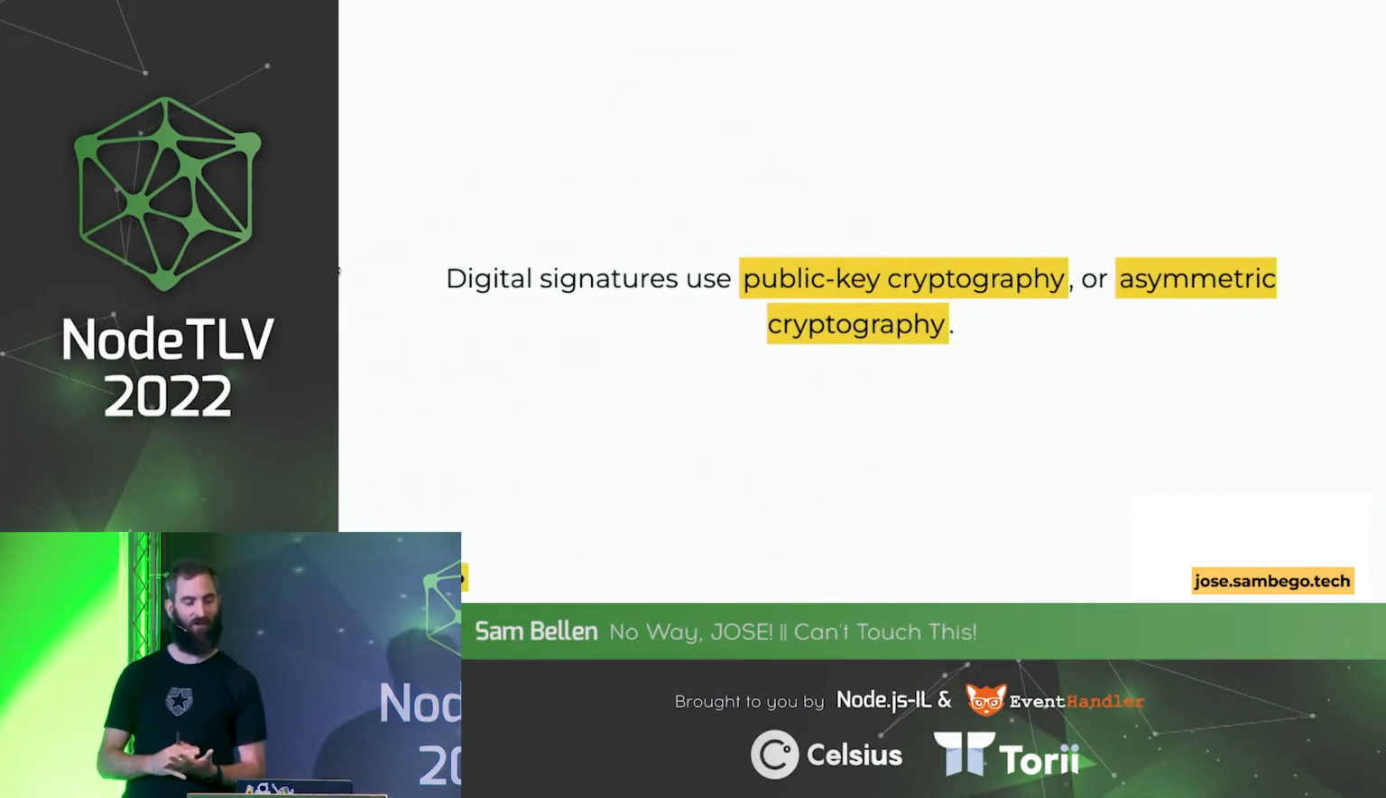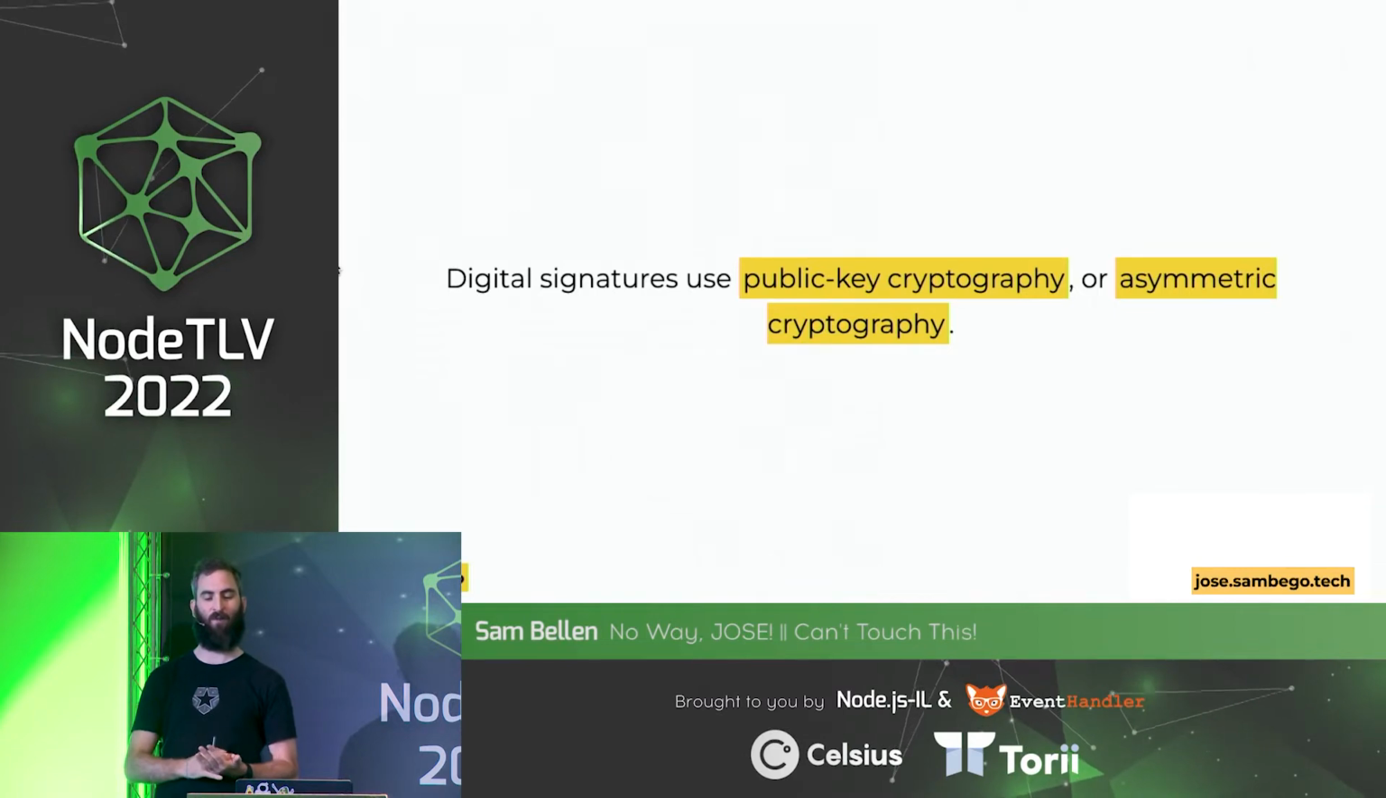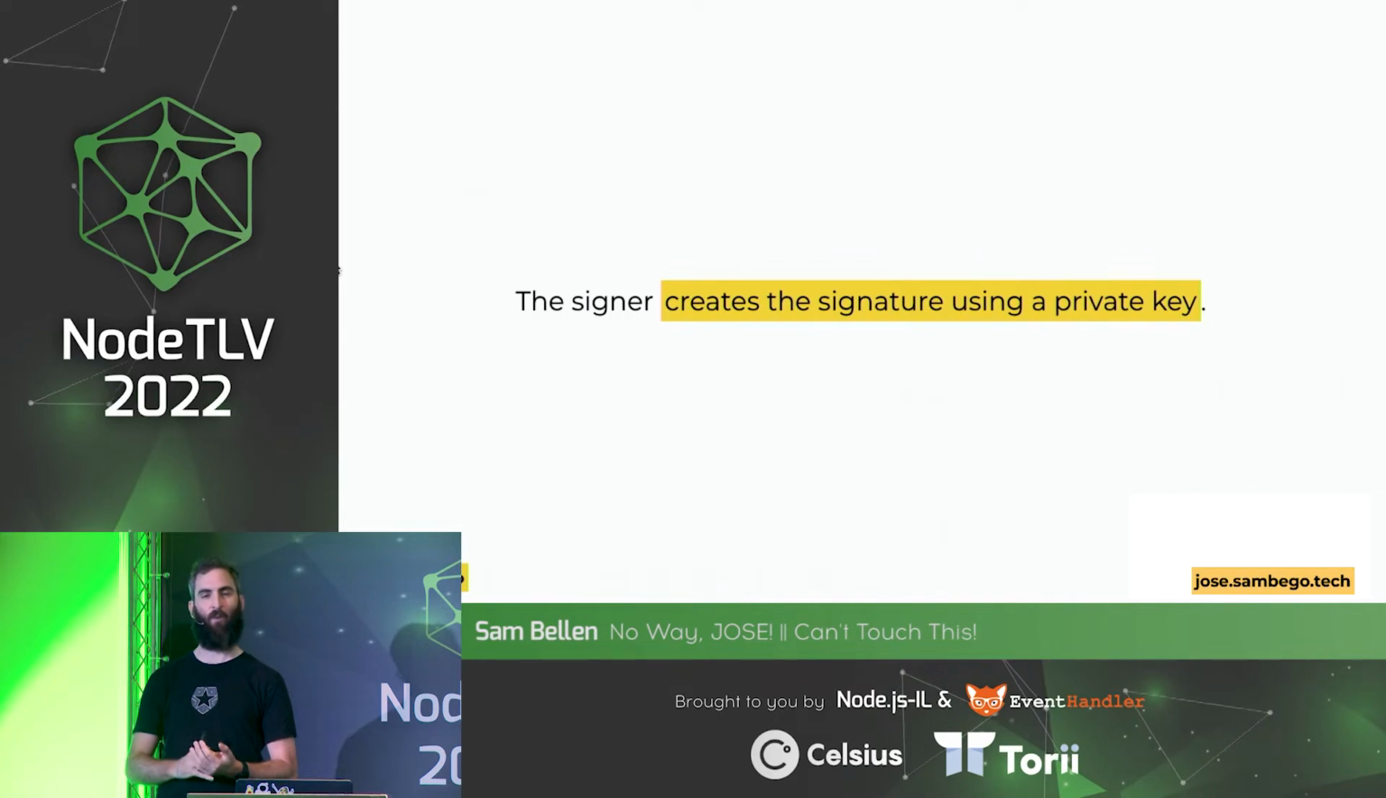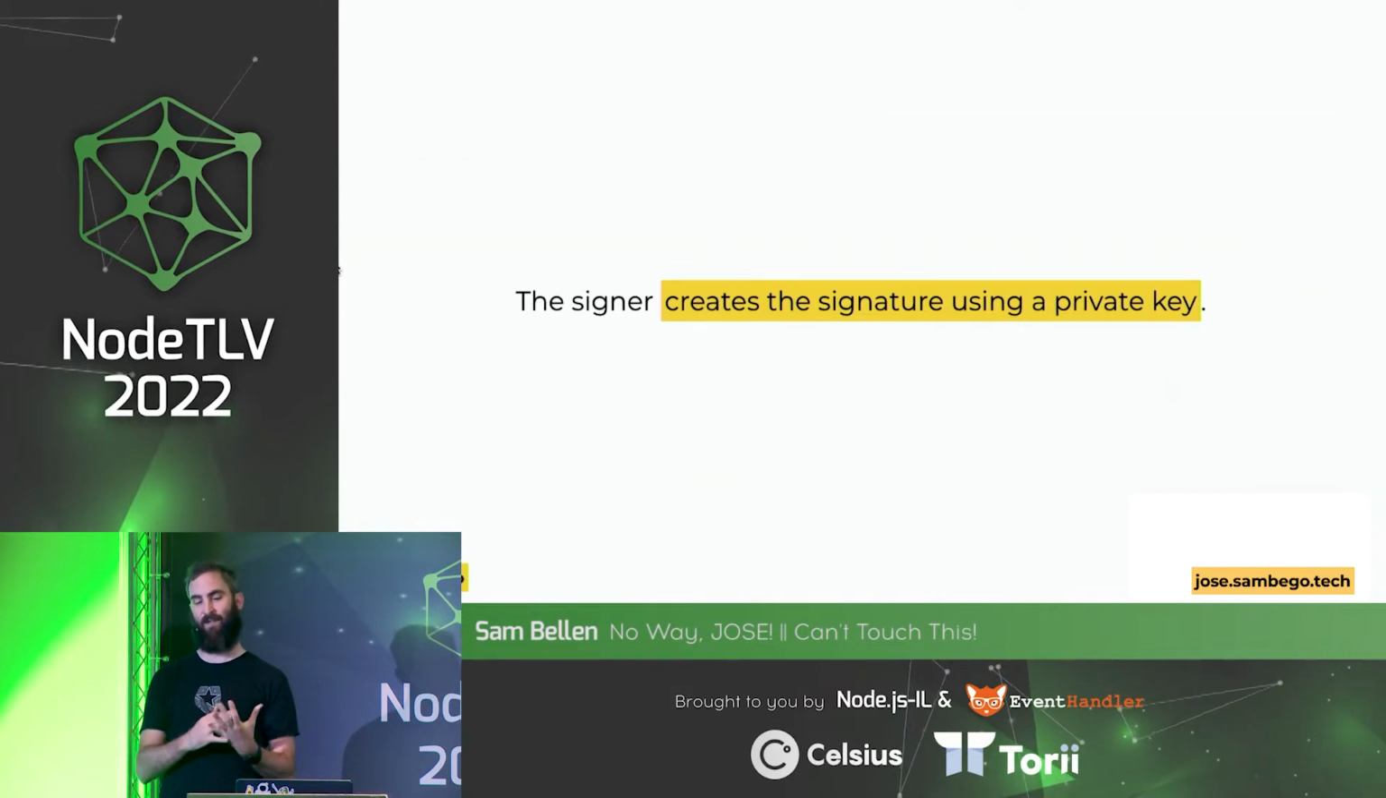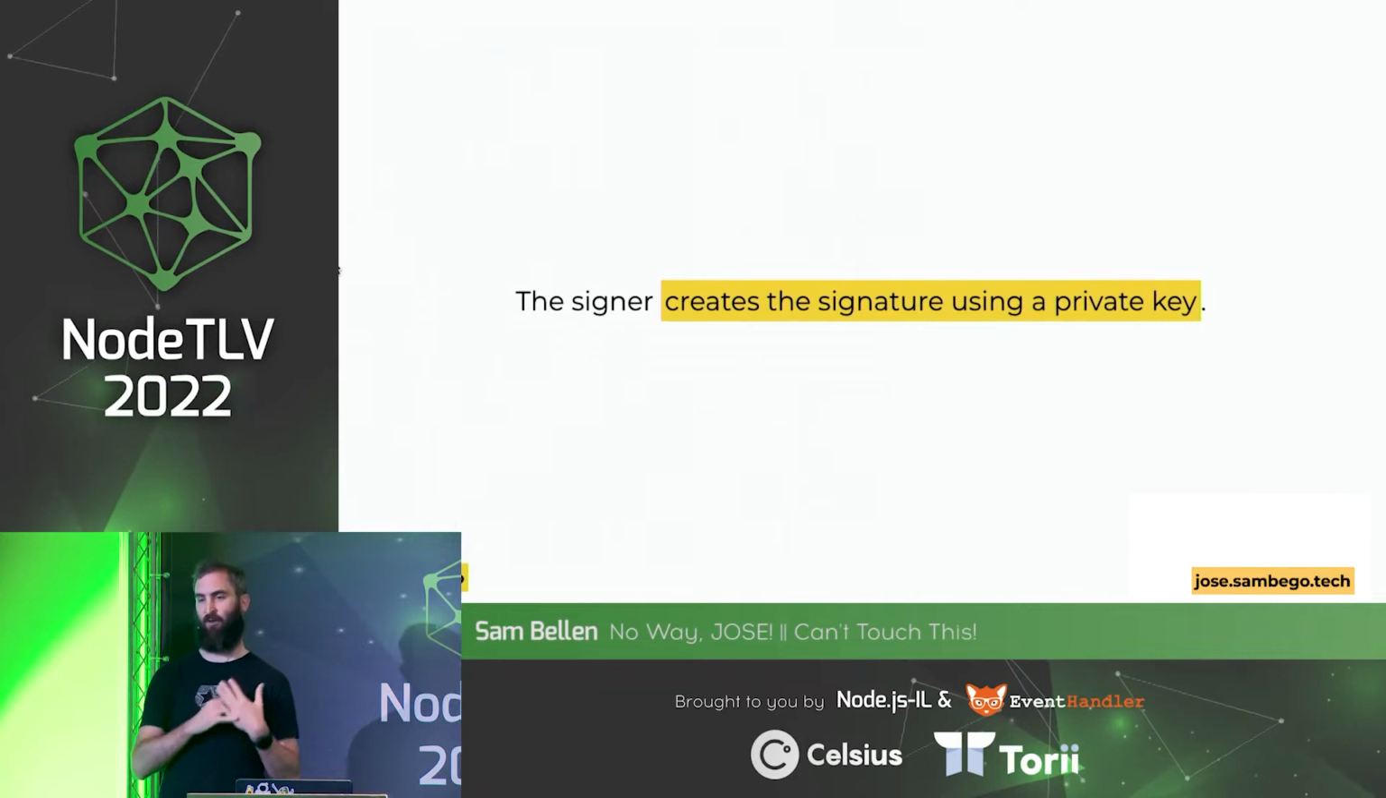And they mostly use public key cryptography, also known as asymmetric cryptography, which means that we are dealing with a private and a public key pair. And the way that you create a digital signature is the signer, whoever creates that signature, is going to use their private key, which they keep secret, private to themselves, to create that signature.